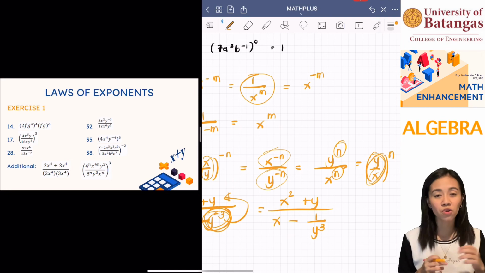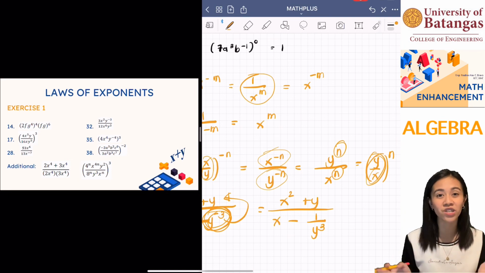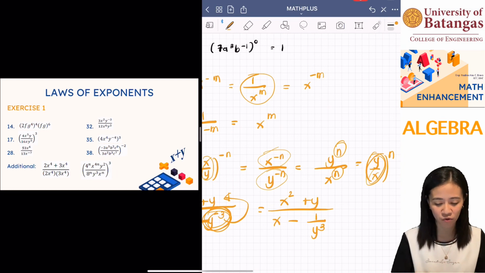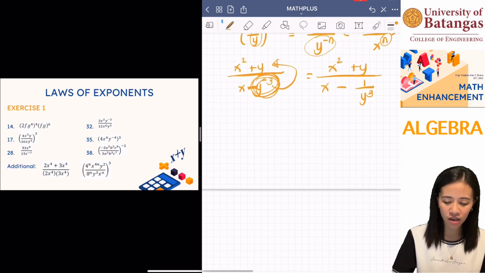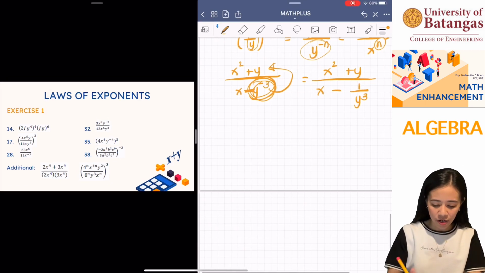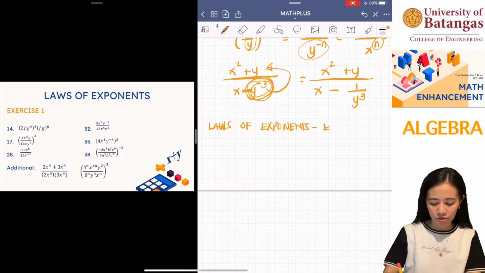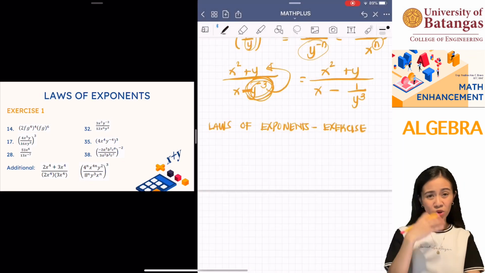So, let's solve for the exercise first so that we get a common ground on what we understand on the laws of exponents. So, for exercise, for laws of exponents, okay, so let me write here, laws of exponents, exercise. Okay, and then let's start with number 14 agad. Kasi yung iba naman doon basic lang.